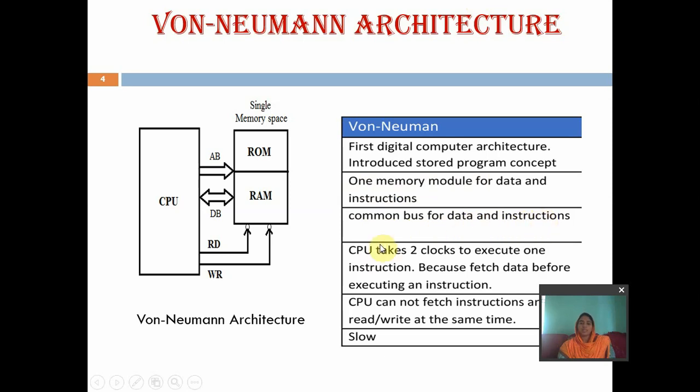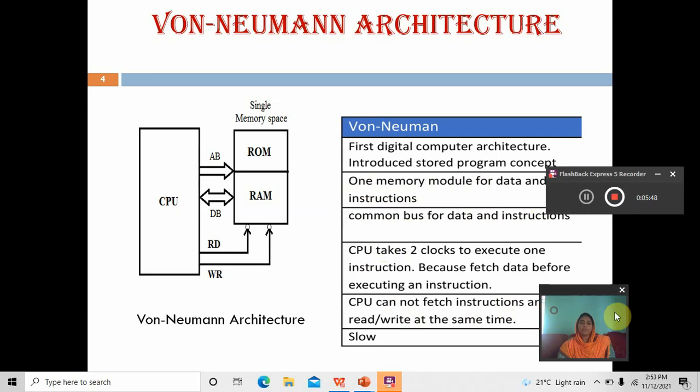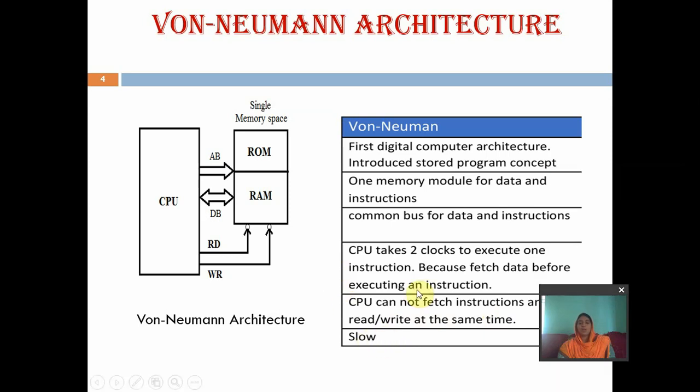To access data we require one clock pulse, and to access an instruction we require a second clock pulse. So to execute any one instruction, the CPU will take two clock pulses. The CPU cannot fetch an instruction and read or write data at the same time. So Von Neumann architecture is a very slow architecture.